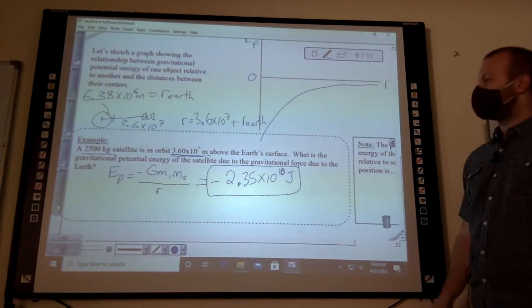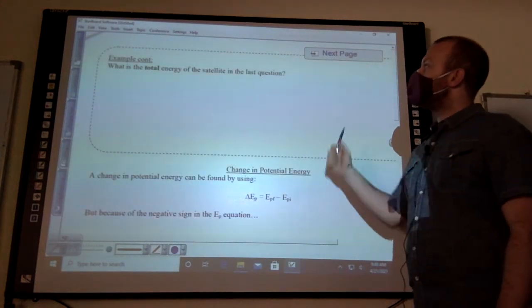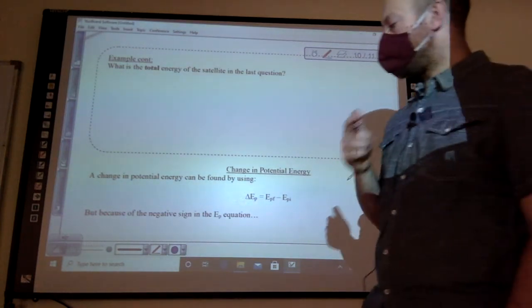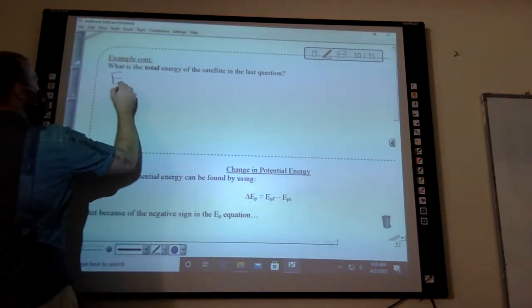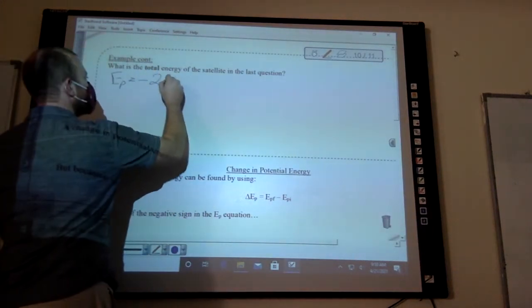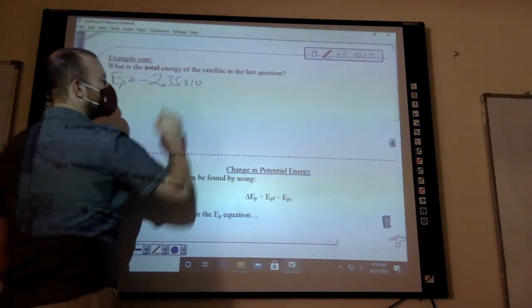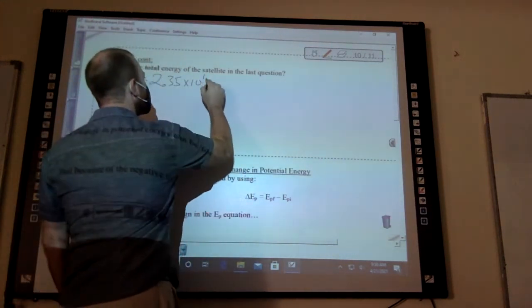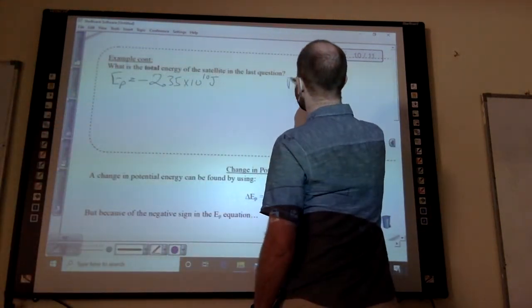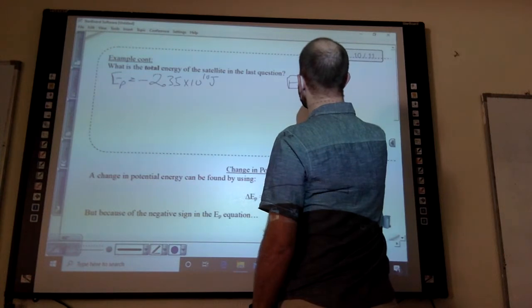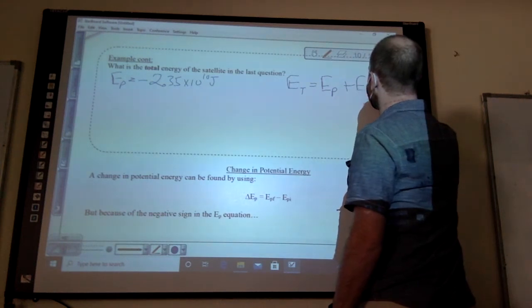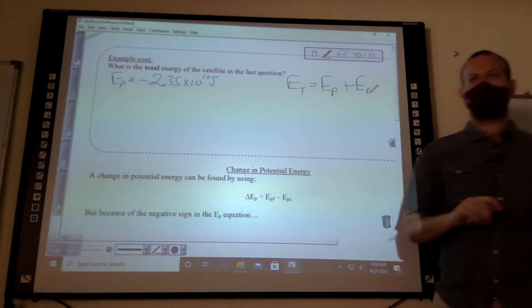So when we continue this question, doing the second part, what's the total energy of this satellite? The satellite's in orbit at this specific distance. So we just figured out my potential energy is whatever's on the previous page, so negative 2.35 times 10 to the 10, right? Yep. Joules. If I want to figure out my total energy, it's going to be how much potential energy it has, plus however much kinetic energy it has.